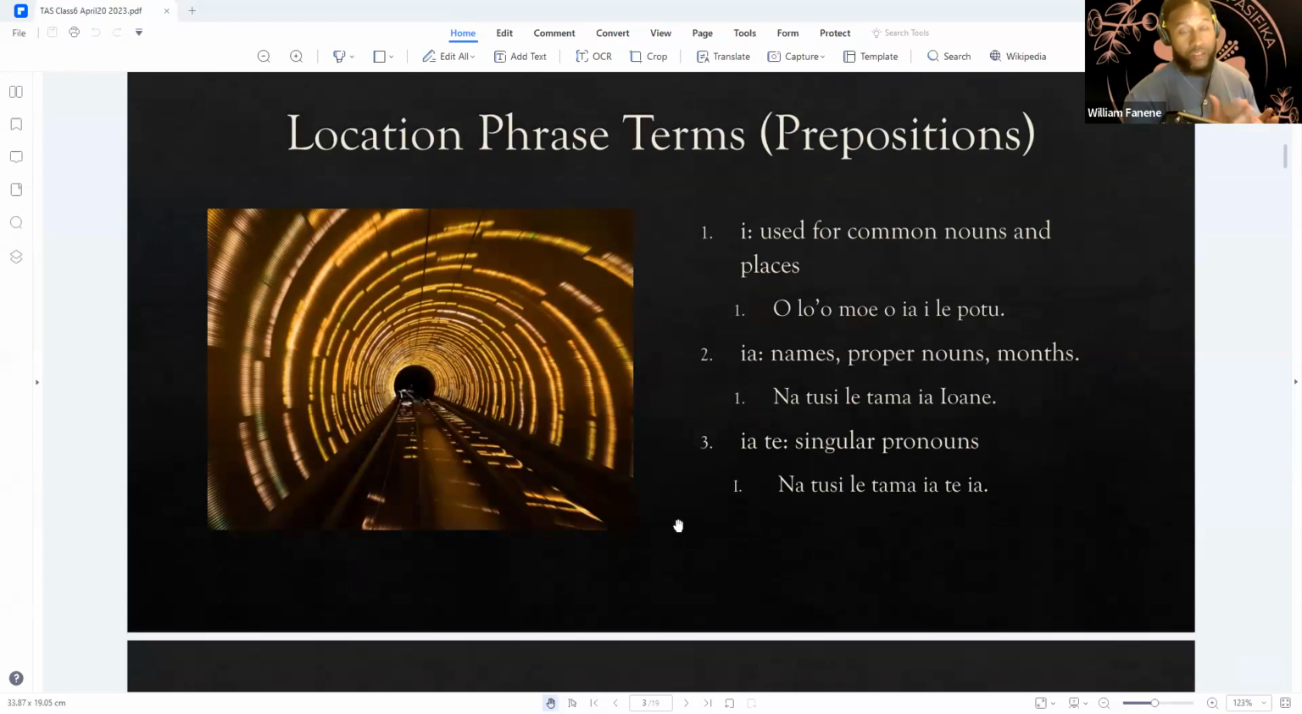Then who's doing the walking? So we have a subject. All right. So it's savali le tama, the boy walks. And then sometimes we have two subjects, like we just did. Our quiz was over two subjects, but now we're introducing another kind of subject, but it's a location. So the subject does the action to a location.